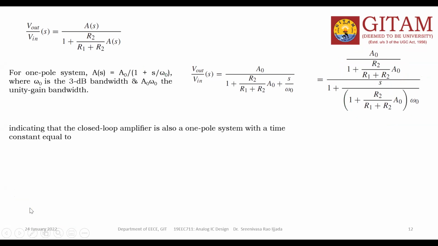Just now look at this, indicating that the closed loop amplifier is also a one pole system with a time constant equal. Time constant is tau. What is the tau value here? S by 1 plus this one is there. Generally the exact writing is 1 by 1 plus ST. This is the structure. Here T means tau, time constant. In place of T here, 1 by 1 plus R2 by R1 plus R2 into A naught into omega naught. Understand?